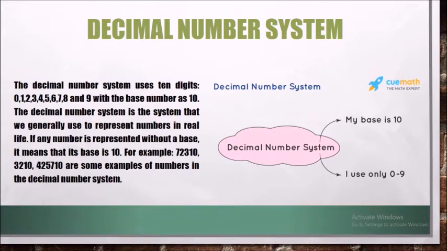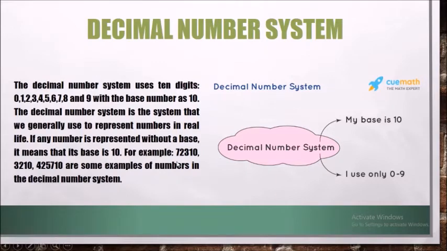And then we have here the decimal number system. It's very common because this is the number system that we are using today. Currently, presently, we are using this number system. The way we count, right? 0 up to 10. How many fingers do you have? 10 fingers. The decimal number system uses 10 digits, 0, 1, 2, 3, 4, 5, 6, 7, 8, and 9 with the base number as 10. The decimal number system is the system that we generally use to represent numbers in real life. If any number is represented without a base, it means that its base is 10.